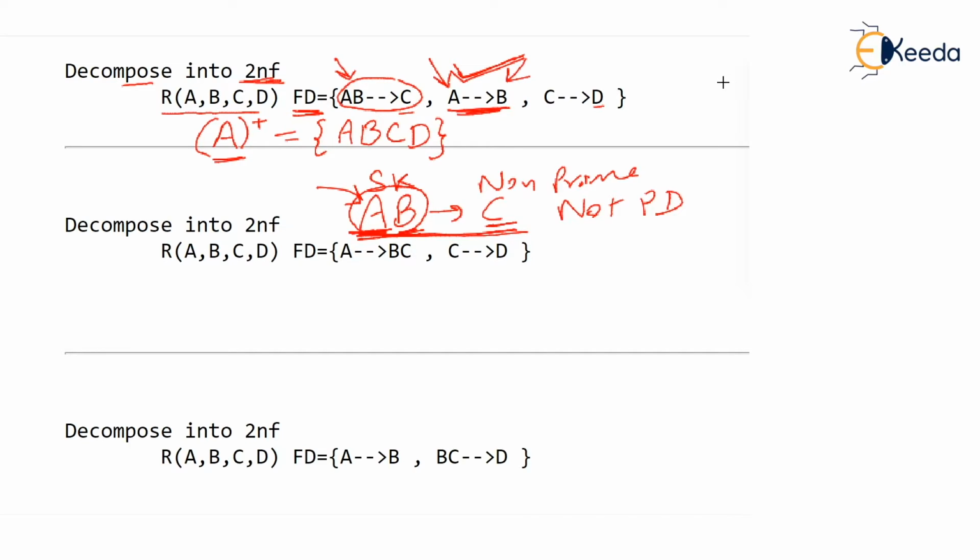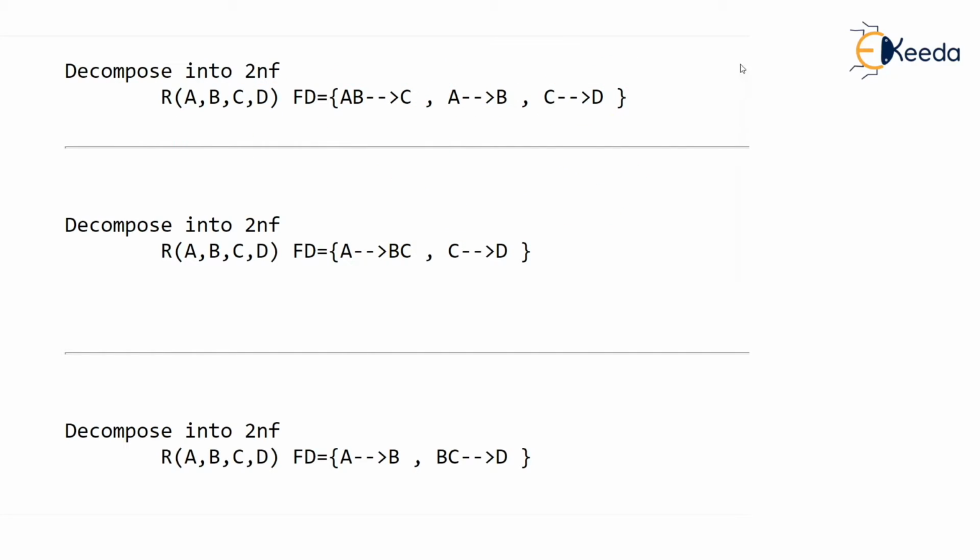And what about C determines D, which I am ticking right now? This is also not a partial dependency because the left hand side is a non-prime attribute and the right hand side is a non-prime attribute. In fact, this is a transitive dependency and it will be removed in 3NF. So all the given dependencies are not partial. That means this table does not have any partial dependencies and this table is already in 2NF.